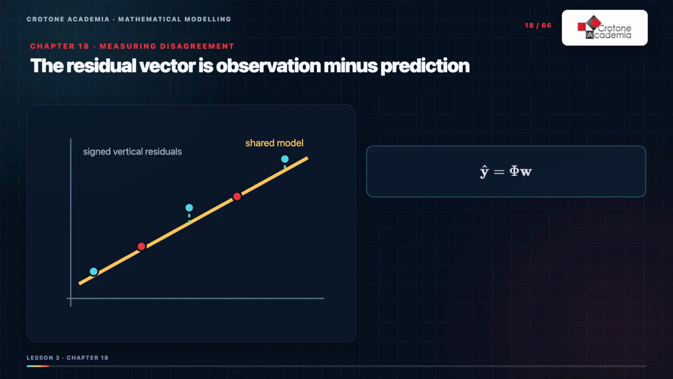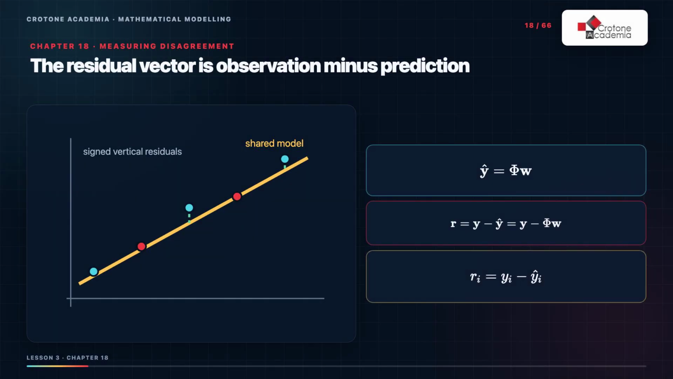Every candidate parameter vector creates a prediction vector, phi w. Subtract that prediction from the observed vector. The result, r equals y minus phi w, is the residual vector. A positive entry means the observation lies above the prediction. A negative entry means it lies below. A zero entry is an exact match. In an inconsistent system, the residual cannot be zero for every component. Our question becomes, how should we choose w so that this residual vector is as small as possible?